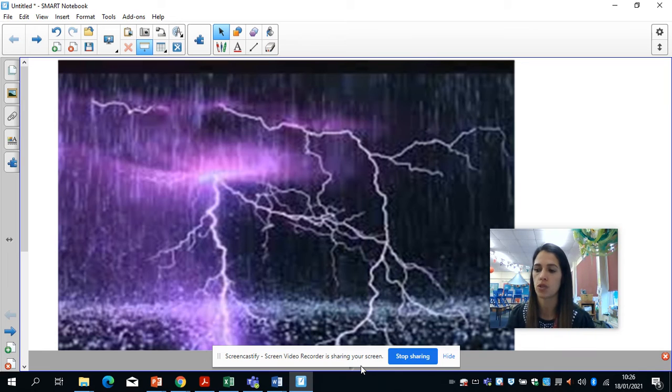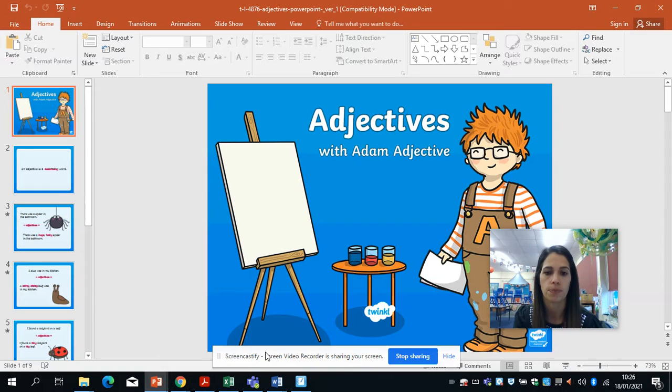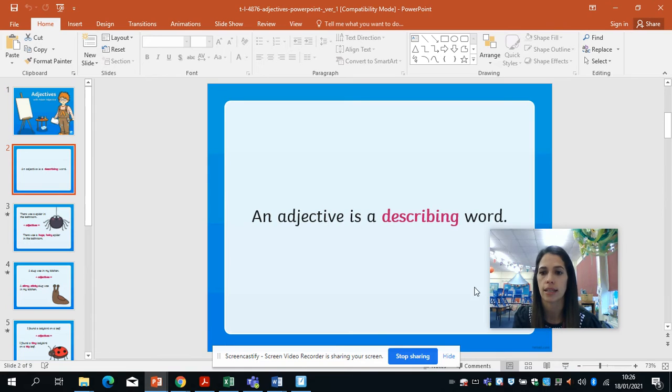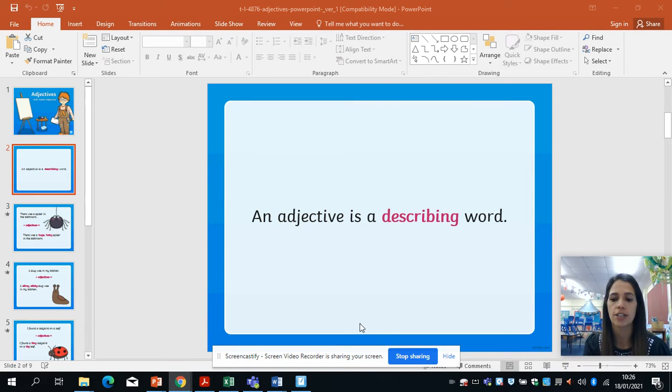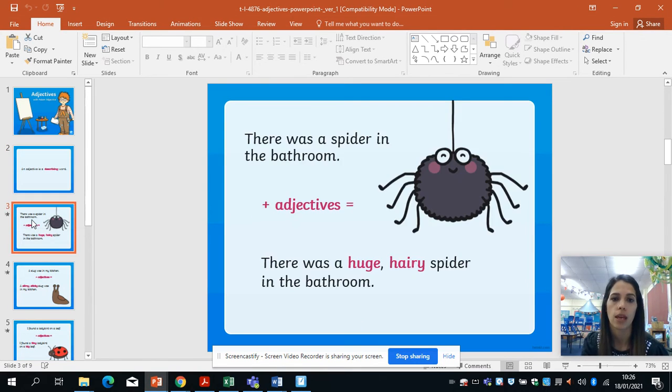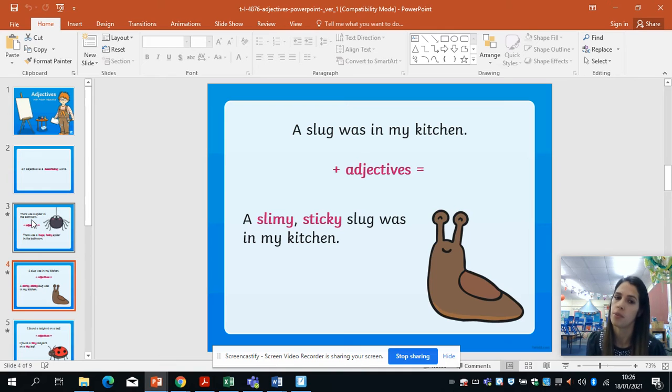So let's just remind ourselves of some adjectives before we have a look. Let's move me so I'm not right in the middle of it. An adjective is a describing word. There was a spider in the bathroom, so that's a really simple sentence. We had an adjective, we could say, there was a huge, comma, hairy spider in the bathroom. We've got our two AD there, two adjectives separated by a comma. A slug in my kitchen, bit of a boring sentence, let's add our adjectives. A slimy, comma, sticky slug was in my kitchen. Good, they both begin with S as well, got a bit of alliteration.